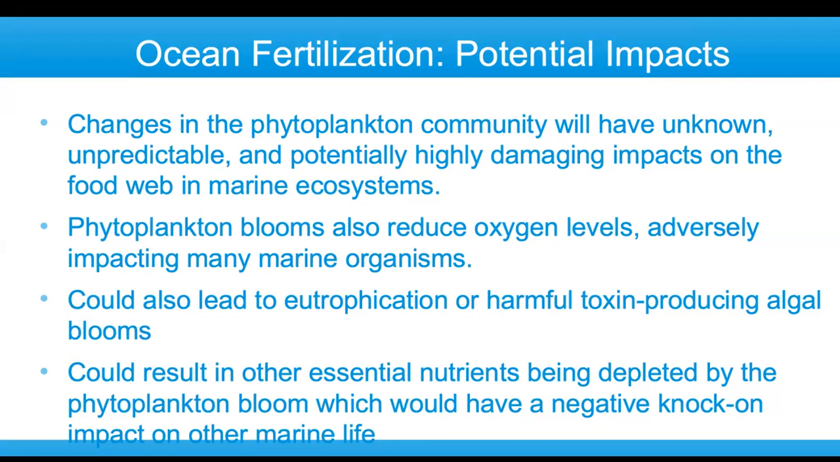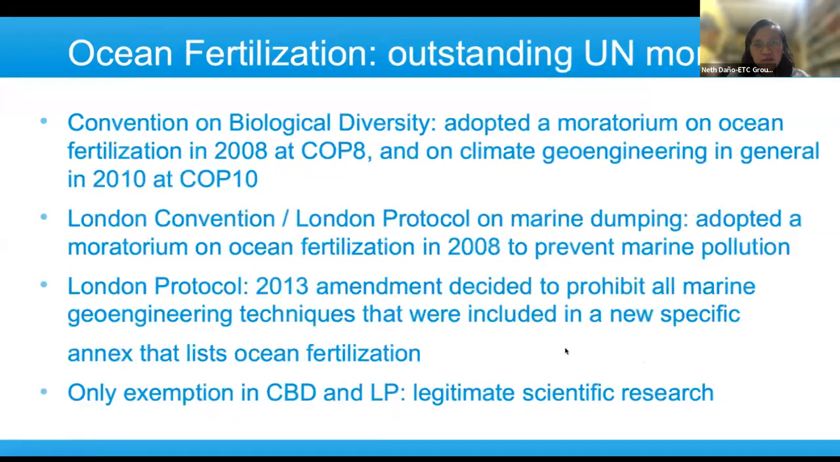Phytoplankton blooms will also reduce oxygen levels, impacting marine organisms, which could lead to eutrophication or harmful toxin-producing algae. A lot of this has been shown in strings of scientific studies.